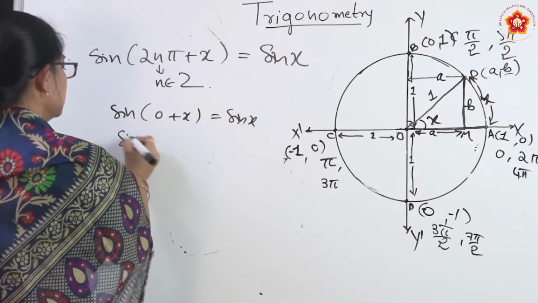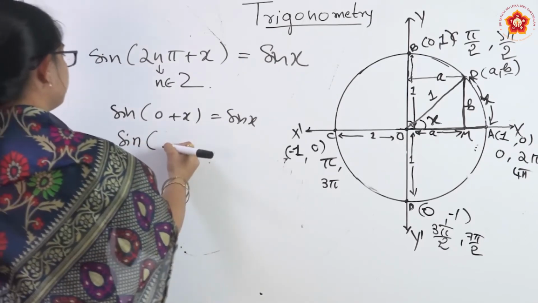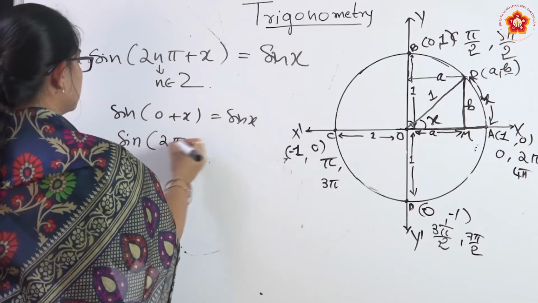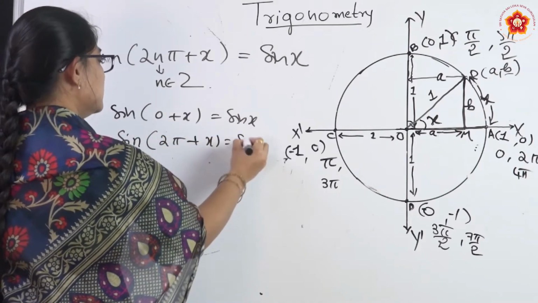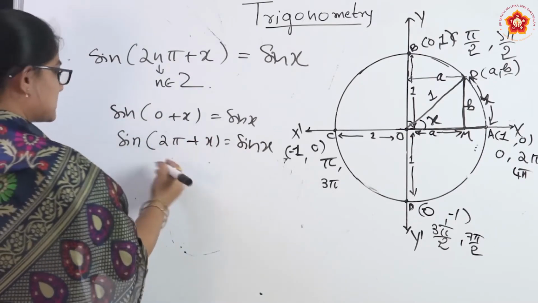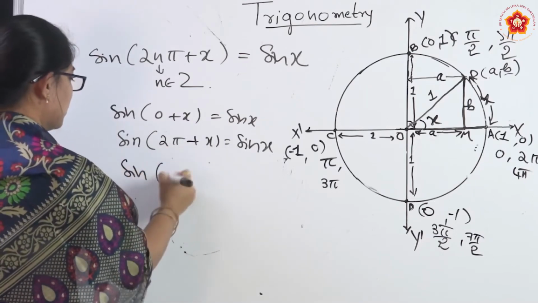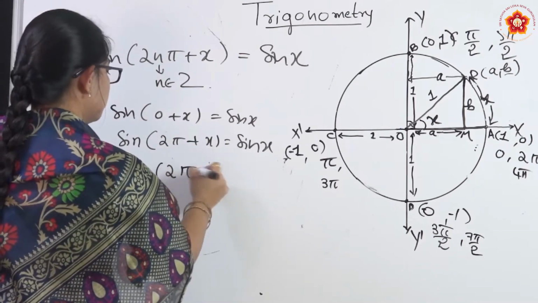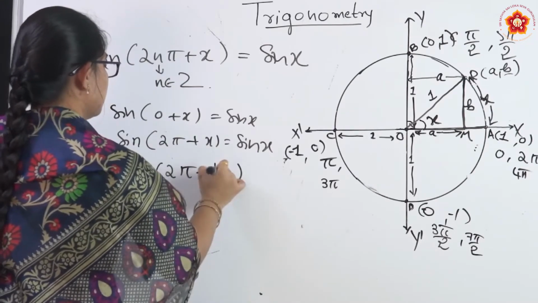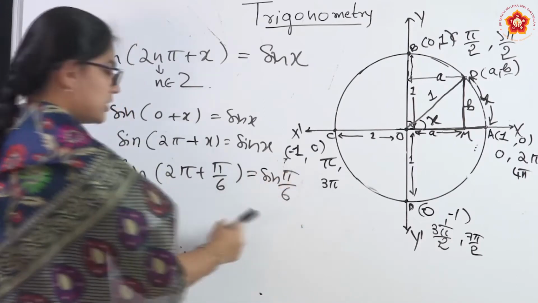If you consider n to be 1, then you will get sin of 2 pi, right? 2 into 1 into pi, that is 2 pi plus x. You will get the value same as sin x only. It will never change. For example, you can consider x as 30 degree. 30 degree is nothing but pi by 6 radian. So sin of 2 pi plus pi by 6 we can consider the value sin pi by 6 only, okay.